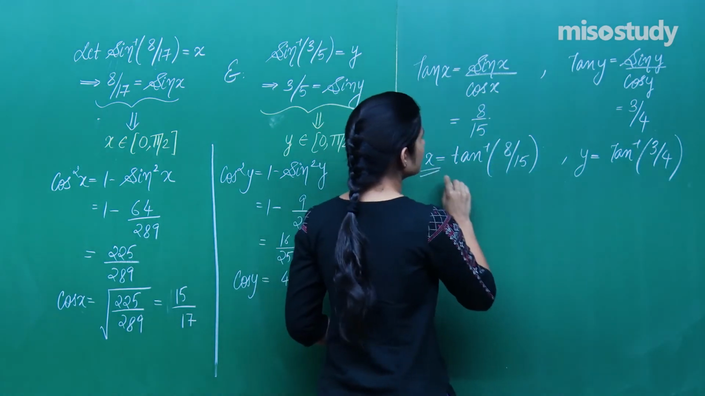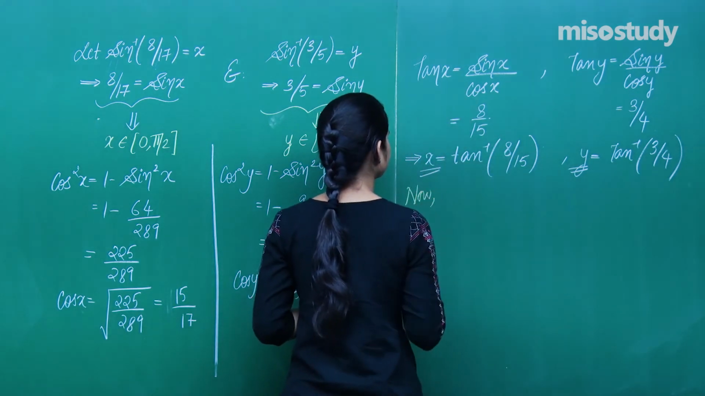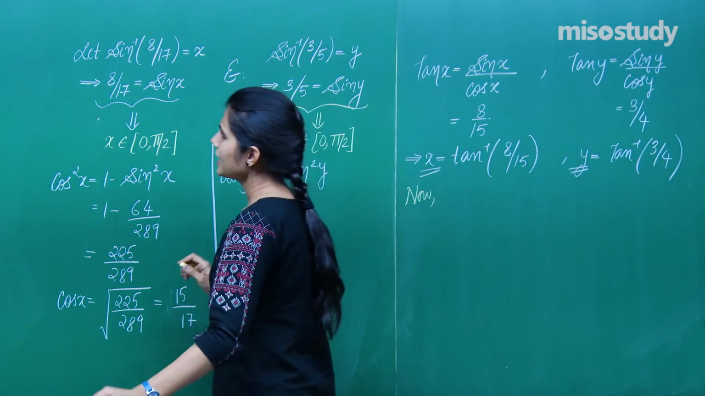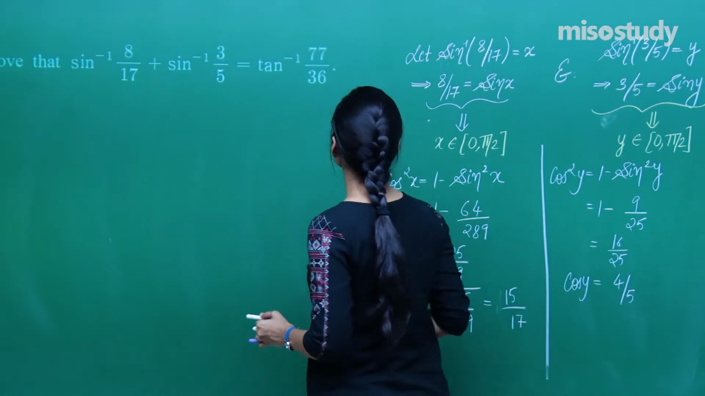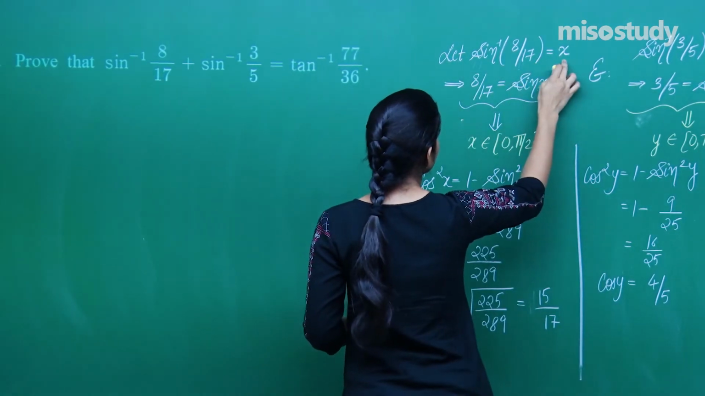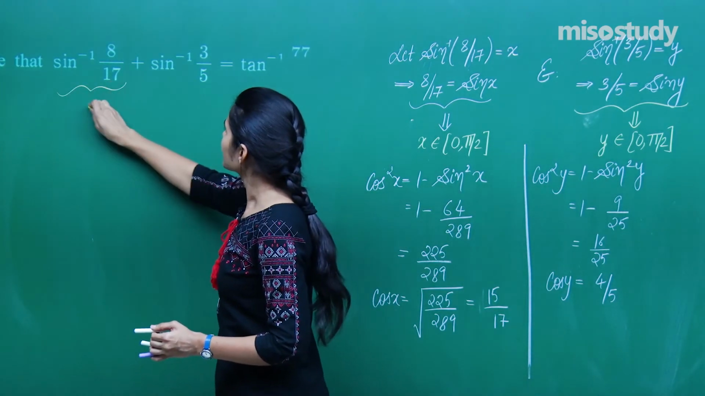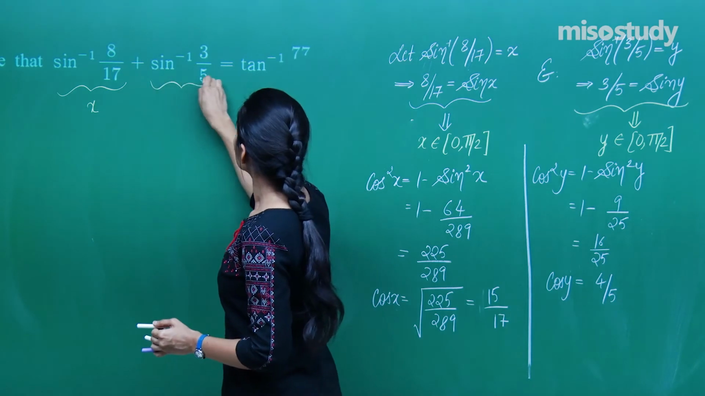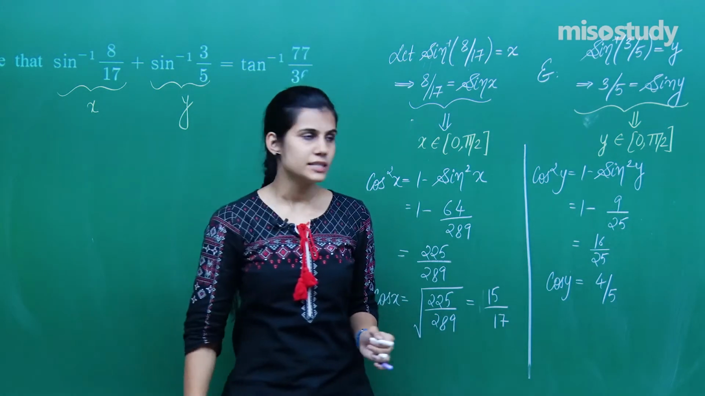Now x is this and y is this. Now comes the main computation. You want to show sin inverse of 8 by 17 plus sin inverse 3 by 5 is tan inverse 77 by 36. Sin inverse 8 by 17 is x, sin inverse 3 by 5 is y. So you need to show x plus y is coming out to be this.